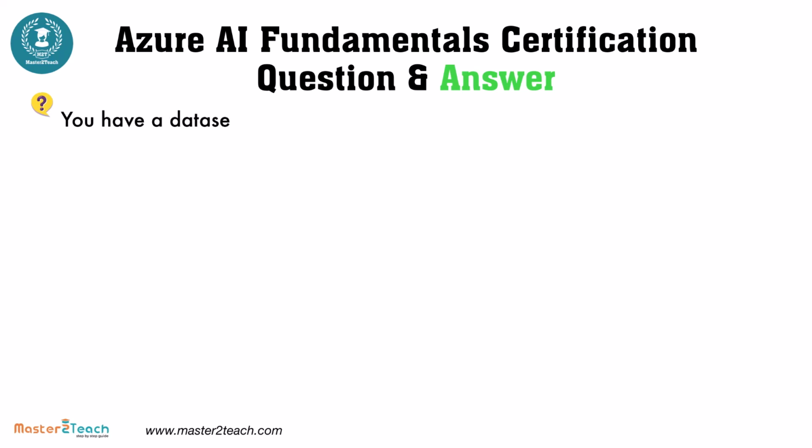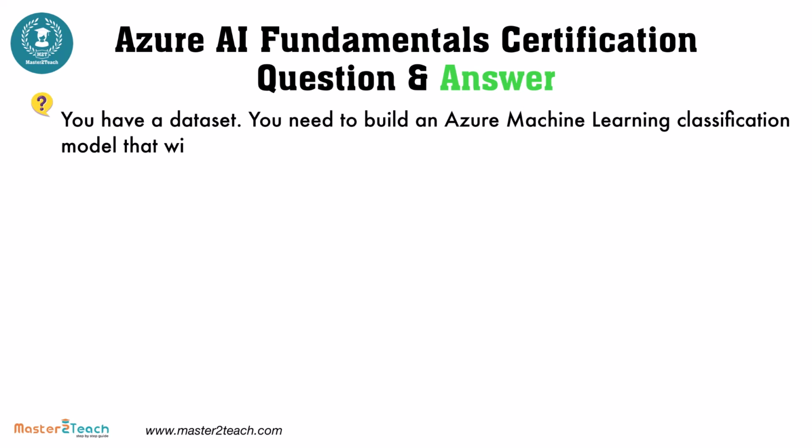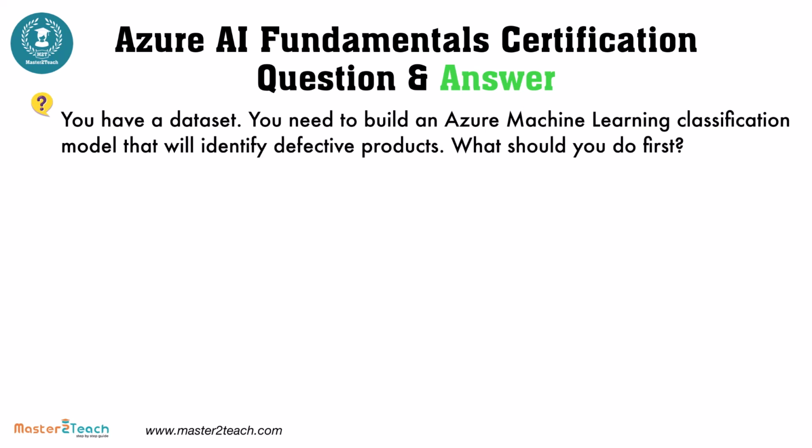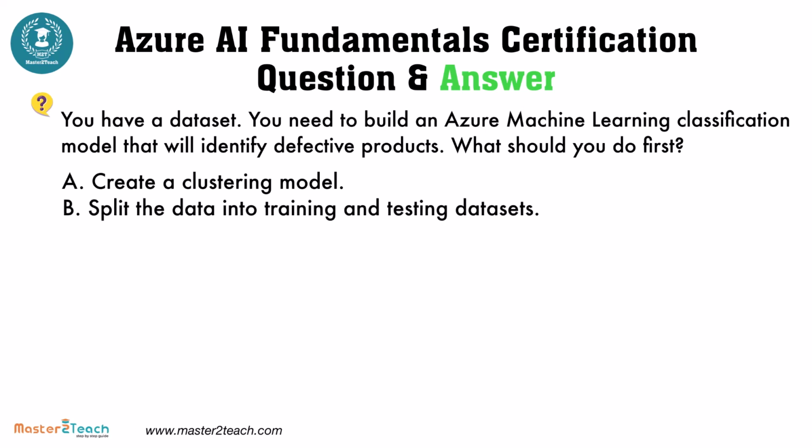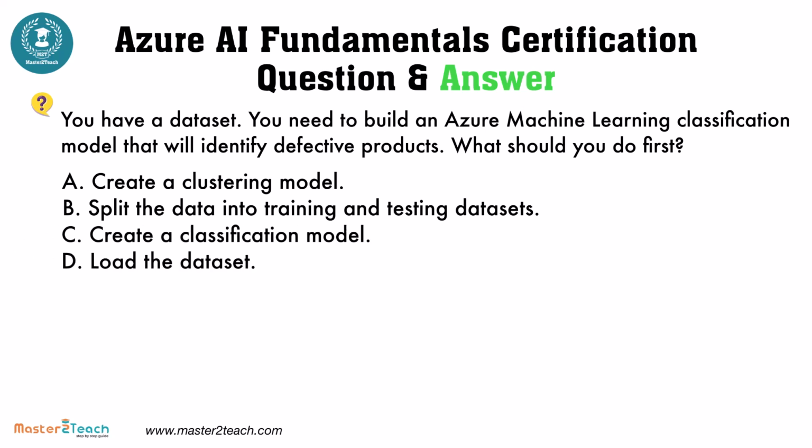You have a dataset. You need to build an Azure machine learning classification model that will identify defective products. What should you do first? The options are A. Create a clustering model. B. Split the data into training and testing datasets. C. Create a classification model. D. Load the dataset.